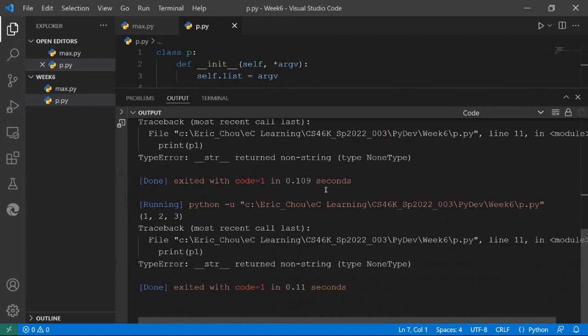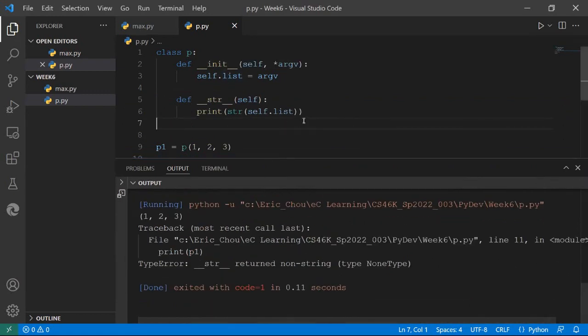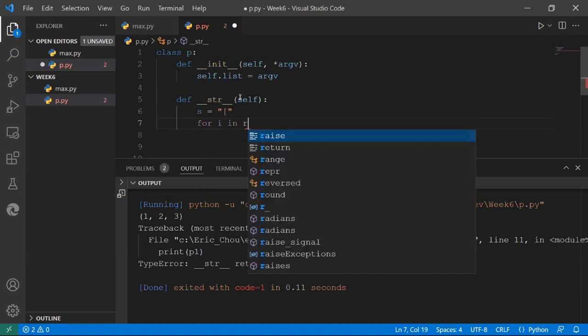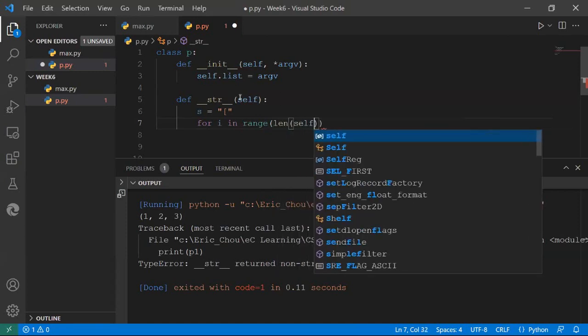Wait, let me see. Non-return type. Okay, this one actually is a list, but they don't know it's a list. Okay, let's do this. I need to return a string. Sorry for that. So string s equals empty. Let's have the left bracket. And then for i in range of the length of the self.list.